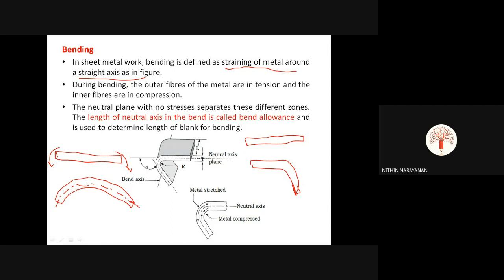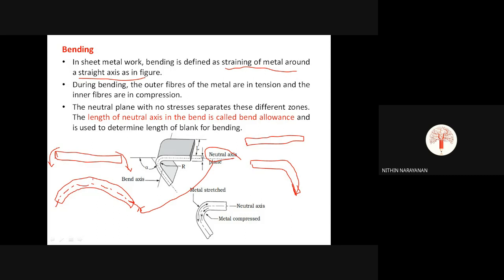What will happen to the material above this neutral axis? Let us take the central axis as the neutral axis for now. Consider it as a neutral axis. What is happening to the material above and below the neutral axis when we bend it?